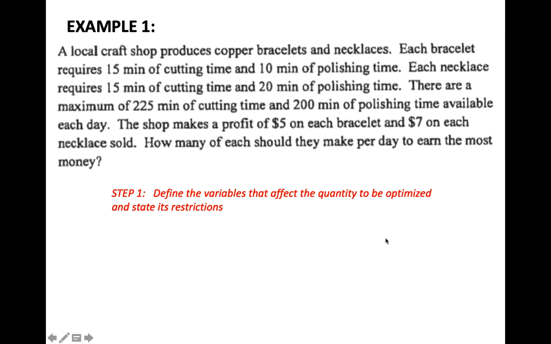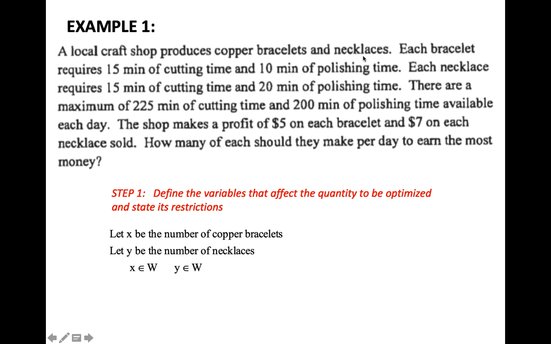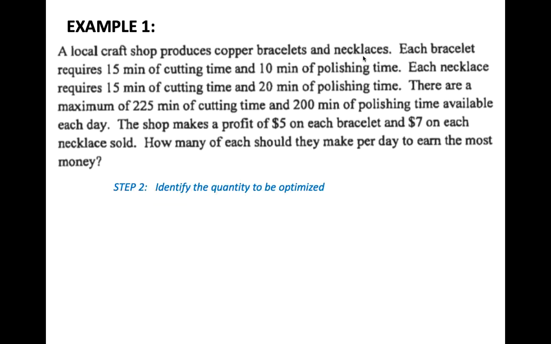As you have learned as we've been working through these things, when you're looking for the quantity that needs to be optimized, you look at the last sentence. How many of each should they make per day to earn the most money? So it looks like we're being asked to optimize basically the profit, or the money that they're earning. If we look back, we realize that that's going to depend on how many copper bracelets they sell and how many necklaces they sell. So these will be our variables. And as with many of our questions, it makes the most sense that these values, x and y, are whole numbers.